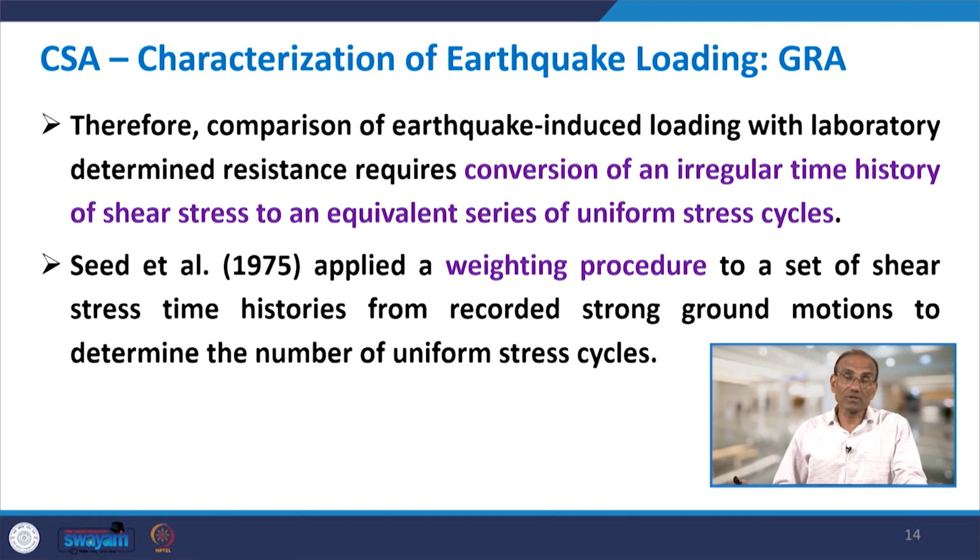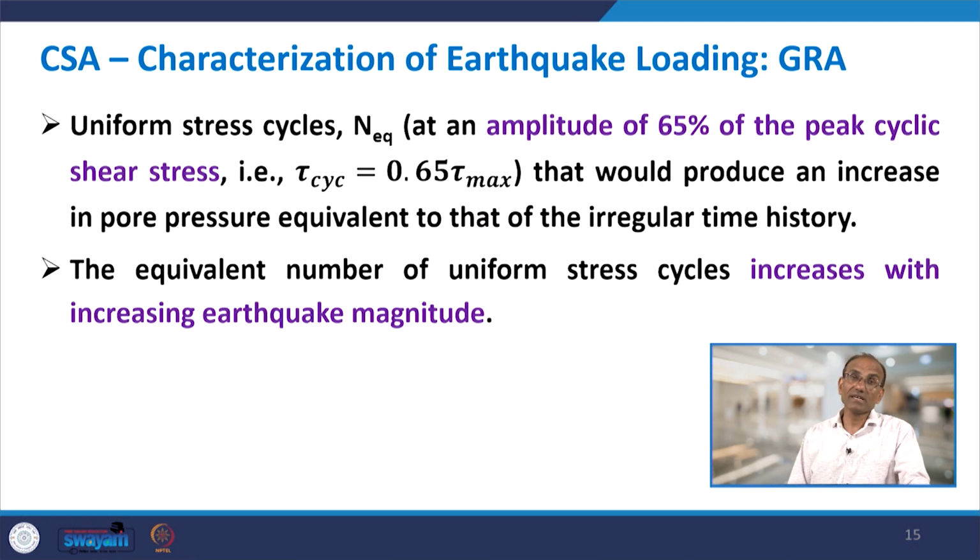stress time history. To convert, Seed et al. in 1975 suggested a weighing procedure for a set of shear stress time histories from recorded strong ground motion to determine the number of uniform stress cycles. And what was the procedure? From so many data from the field, the uniform stress cycles, NQ, means the number of cycles which have an amplitude of 65% of the peak cyclic shear stress, tau cyclic, where the average cyclic shear stress is about 65% of the maximum value, that is 0.65 tau max. That will produce an increase in pore pressure equivalent to that of the irregular time history.